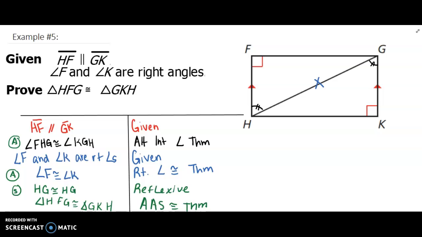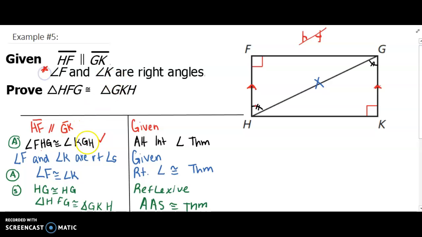All right, so let's go over this. So we're first given that HF is parallel to GK, okay? And they wouldn't give you that if they didn't want you to pull something from that. So with these parallel, and I have this as my transversal, I know that this angle here and this angle here are alternate interior angles, and alternate interior angles are congruent. So angle FHG is congruent to angle KGH by the alternate interior angle theorem.